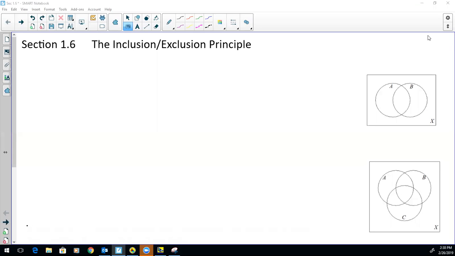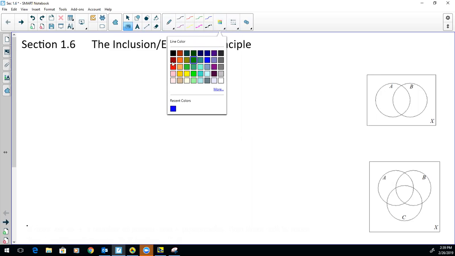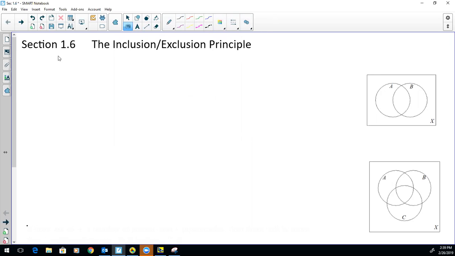Okay, so we're working with a big set X, and it is going to be a finite set. All right. And what we're going to let is capital N of X is the cardinality of X. It's the number of elements in set X.